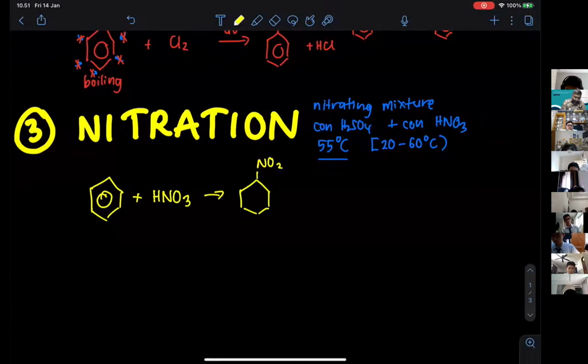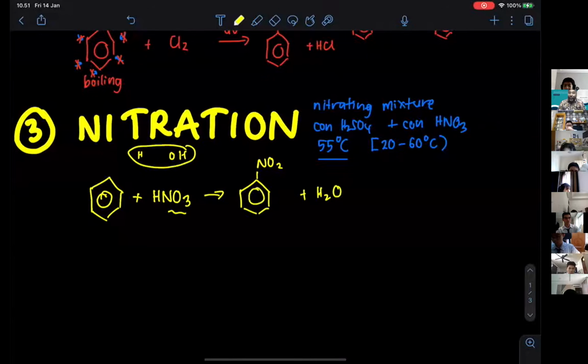So there is one H that went out from here and was replaced, and then NO2, so there is O and H. So if you join all of them together, you are going to get H2O. This is if you write the equation.